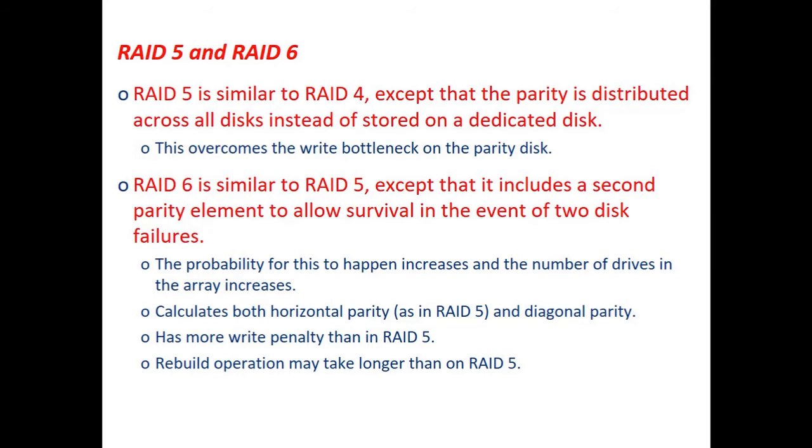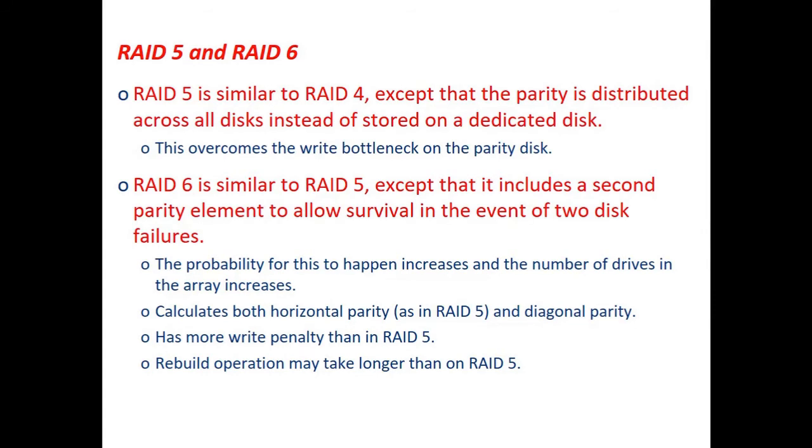Then we have RAID 6. RAID 6 is similar to RAID 5, except that it includes a second parity element to allow survival in the event of two disk failures. So rather than depending on just one parity information, it also has a second parity element. It stores two different types of parities. This can also handle an event where more than one or two hard disk drives fail at a time. Even in such a scenario, you can recover the lost data.